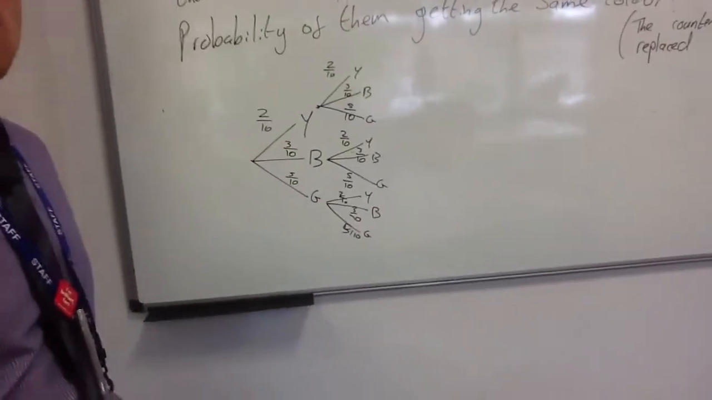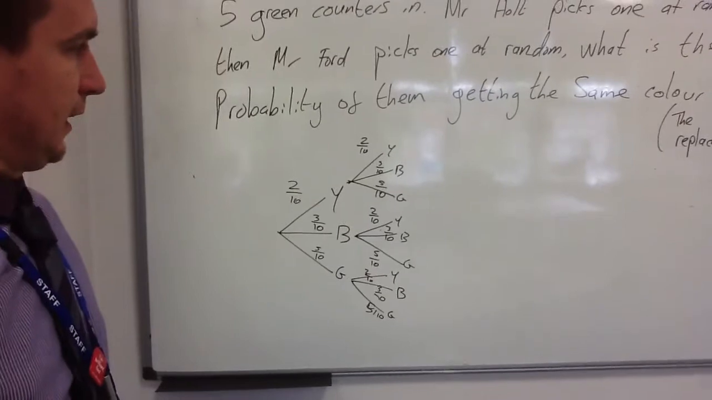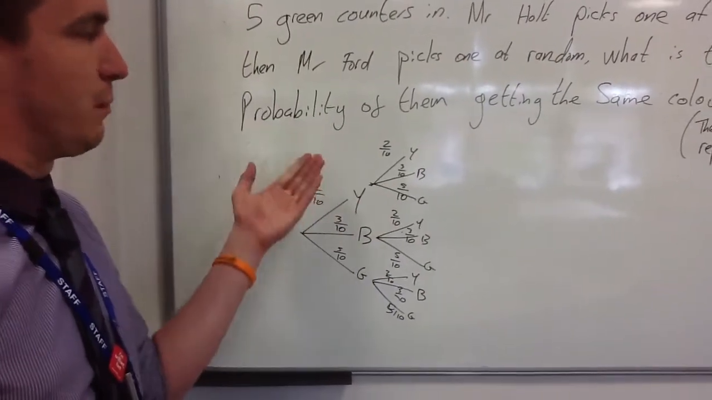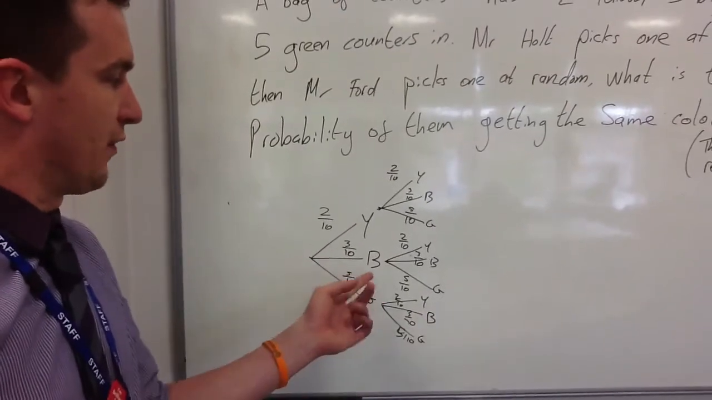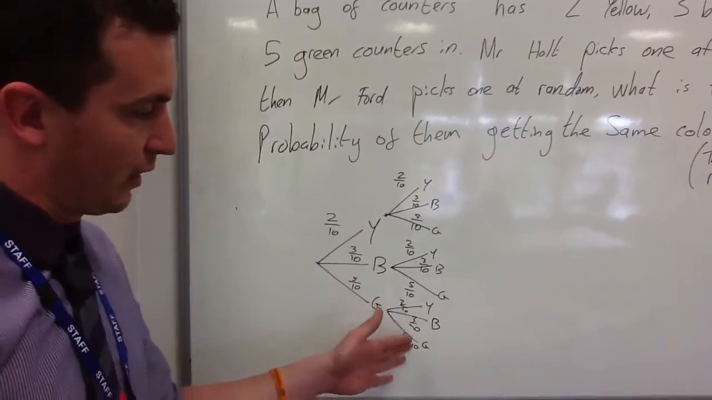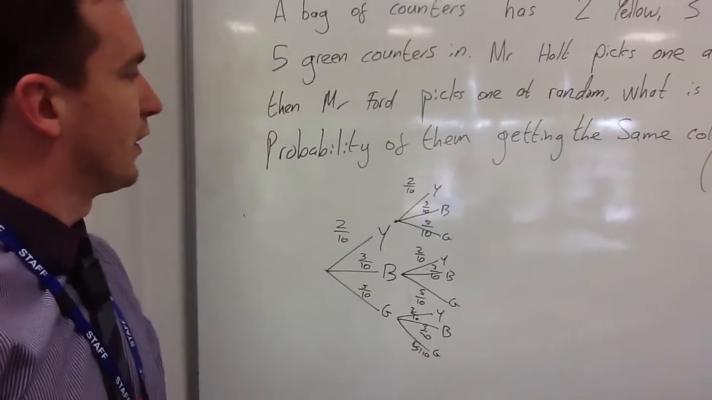Why have I got 3 stems and you've only got 1, sir? Because if I pick a yellow, you could then pick a yellow, a blue or a green. If I picked a blue, you can still pick a yellow, blue or a green. And if I picked a green, you can still pick a yellow, blue and a green. Okay. So it's a different event.